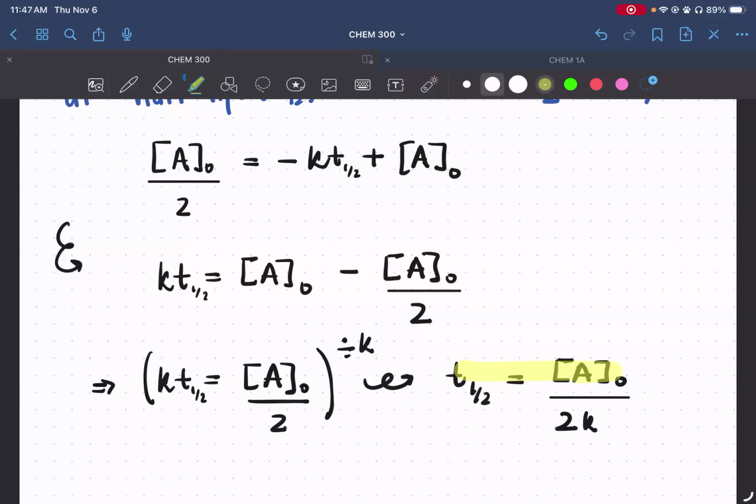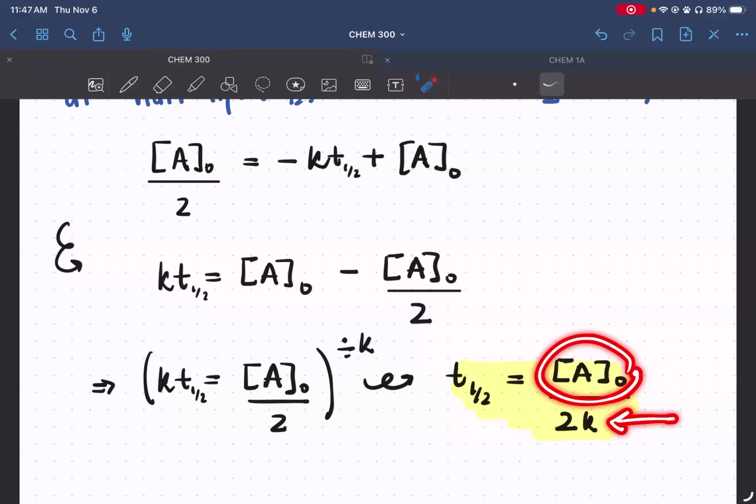This gives us a very simple formula to calculate the half-life of a substance. All we need to know is how much does it initially have, its initial concentration. And then we need to know the rate constant of the reaction, which, of course, as you saw from Tuesday's class, is something that can be determined experimentally.